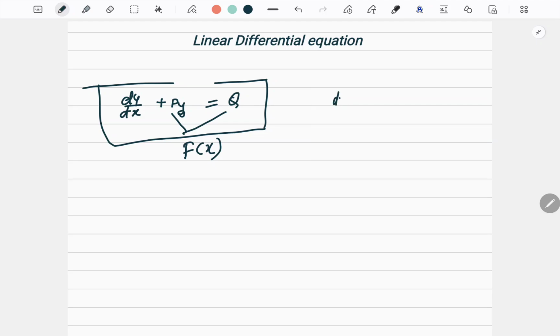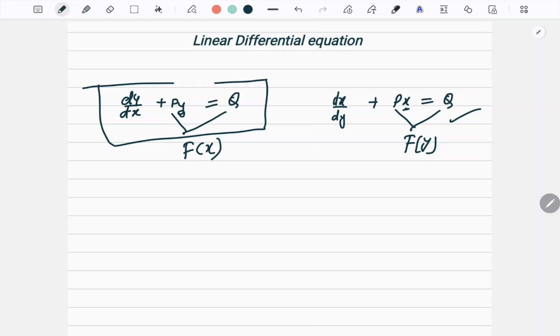Actually, if I write dx by dy plus px is equal to q, where p and q are some functions of y, then this is also a linear differential equation. And here you can observe that in place of y you have x, and p and q will be some functions of y.